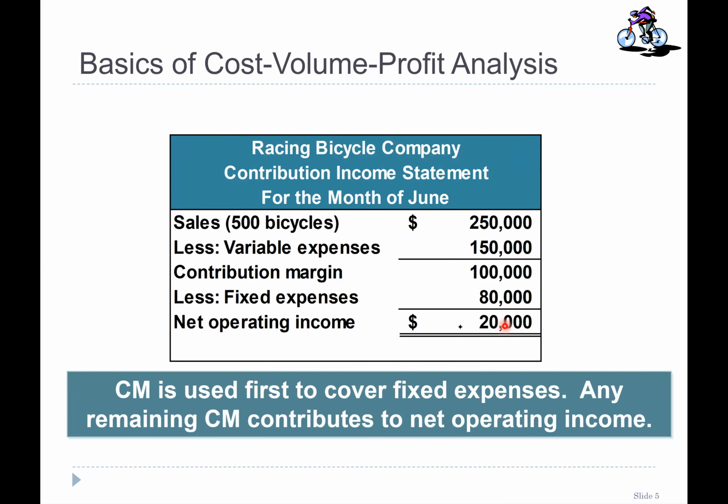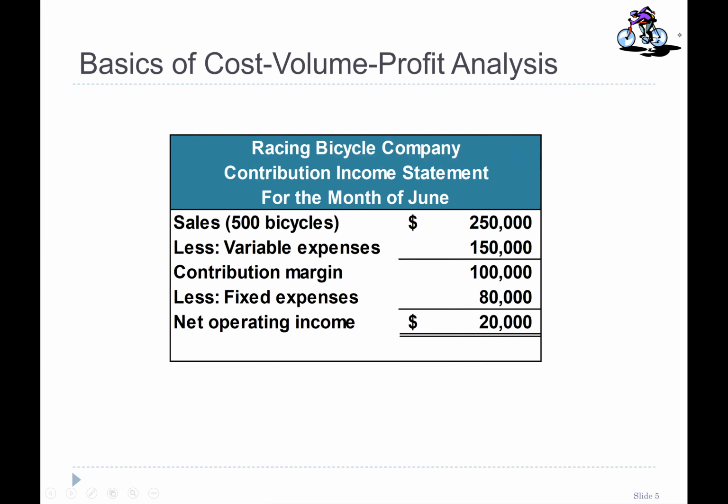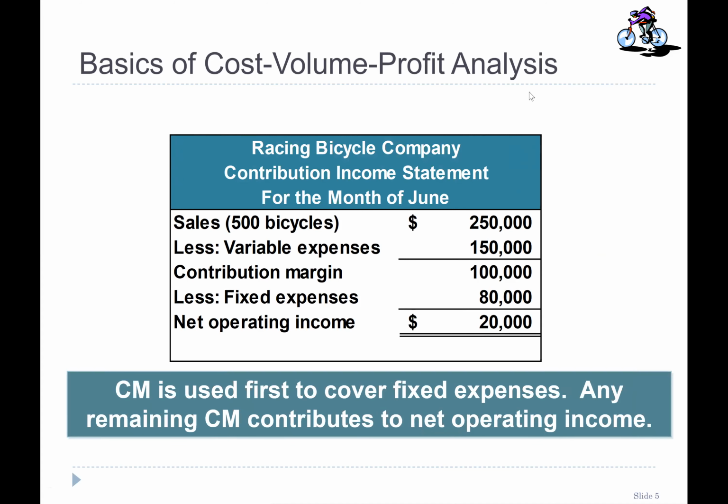Now, another definition of our cost volume profit analysis. Number one, contribution margin is used first to cover the fixed cost or fixed expense, and then any remaining contribution margin contributes to net operating income, right?